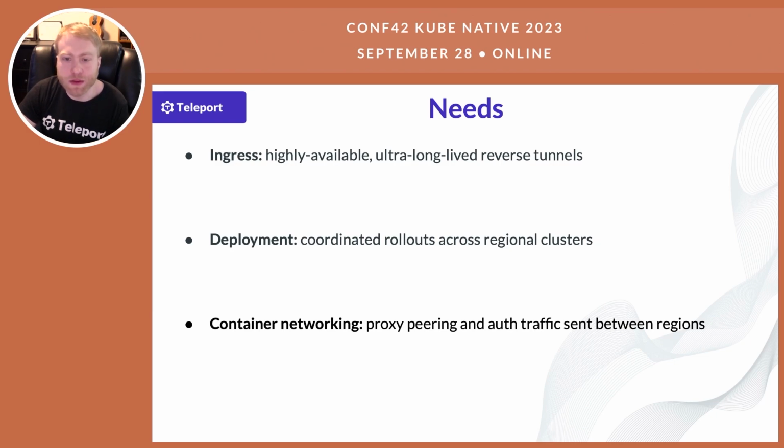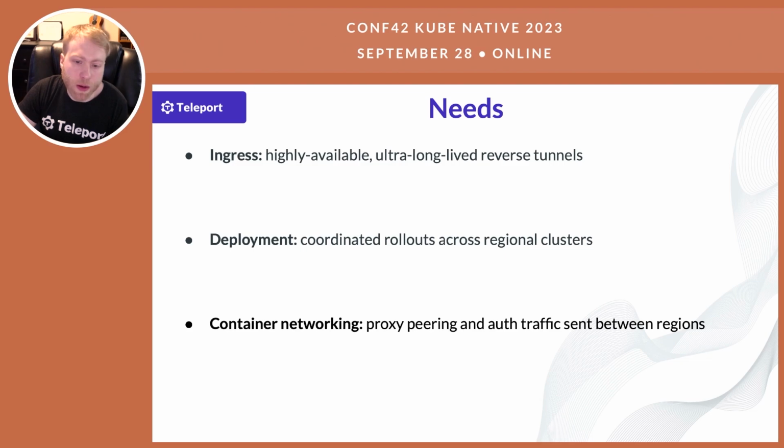Ingress: maintaining highly available, ultra long-lived reverse tunnels to the resources that people need access to is the top thing. It was also really important that we be able to do coordinated rollouts across these regional clusters. We often want to update auth servers first when we do an upgrade of Teleport, and then upgrade the proxies, because of how the auth servers cache proxy heartbeats, or we might want to not roll the proxies in every single region at the same time. We might need a more coordinated deployment strategy for some different customer use cases.